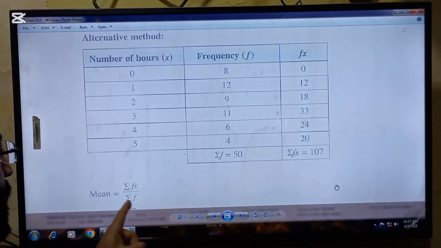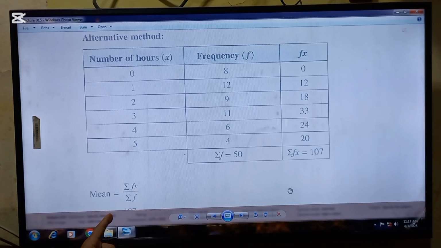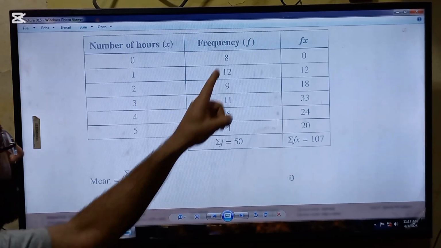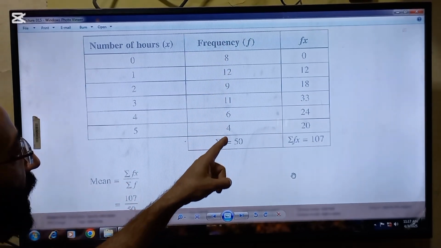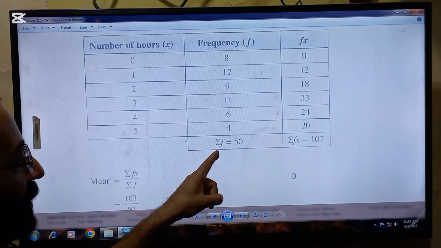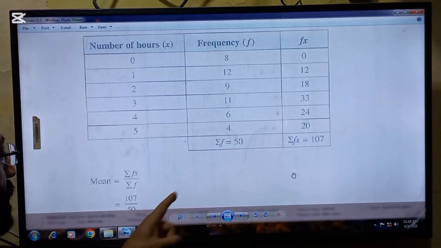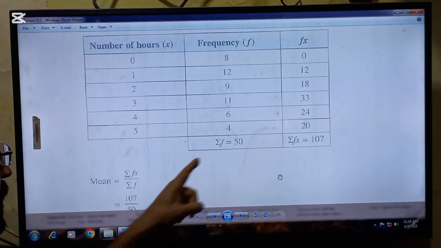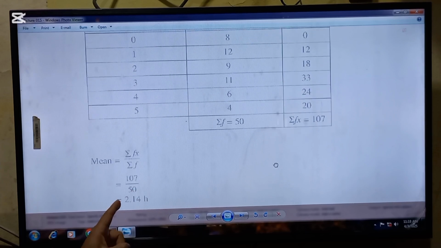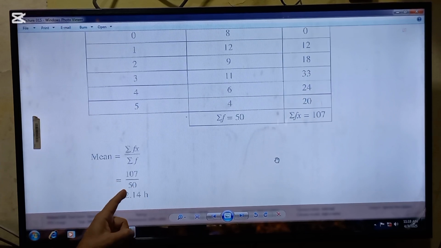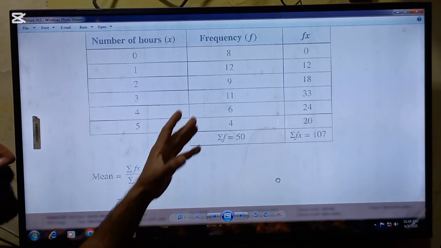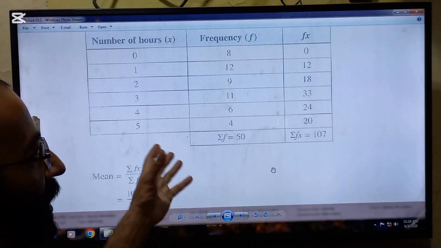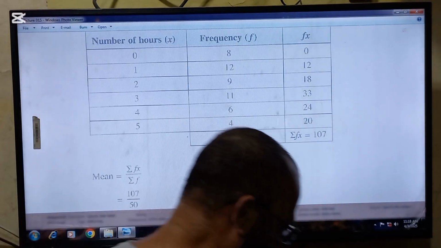This value will be put in the numerator, and these frequencies will be added up to make summation f, which will be equal to 50. Put this value in place of summation f and solve it on the calculator. You will get the answer. So this is a more proper way to solve this kind of question.